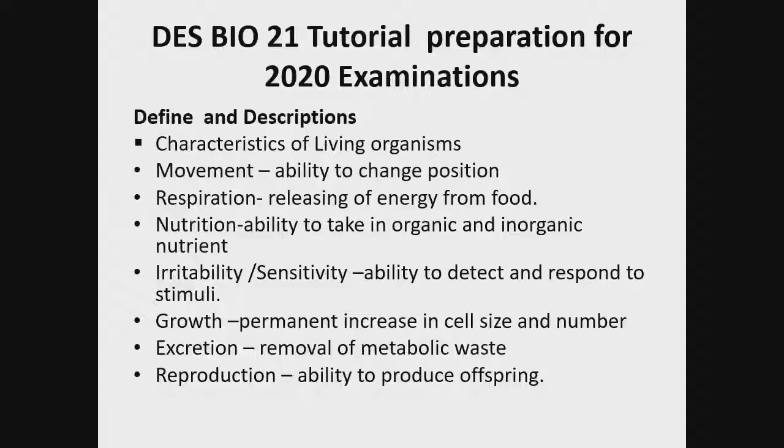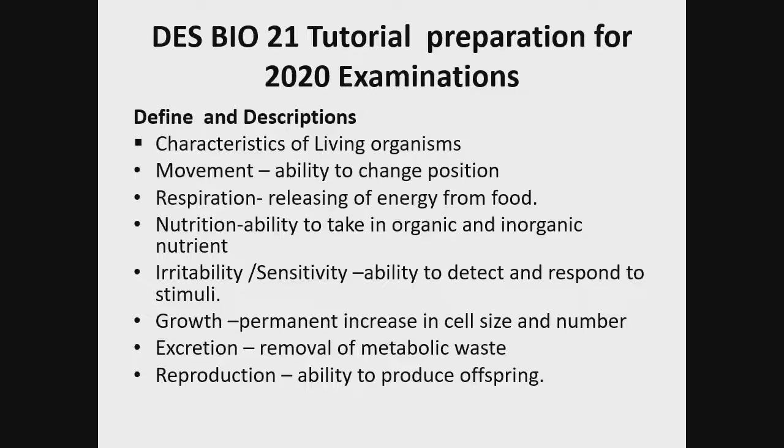Let's start. The first thing that we need to look at is the definition and the description of the characteristics of living organisms. It is vital to understand the 7 characteristics of living organisms, to know their meaning as well as the description. A case scenario can be presented to you where a diagram is given and you should be able to deduce what kind of characteristic is demonstrated by that diagram, for example. Now let's start with the 7 characteristics of living organisms.